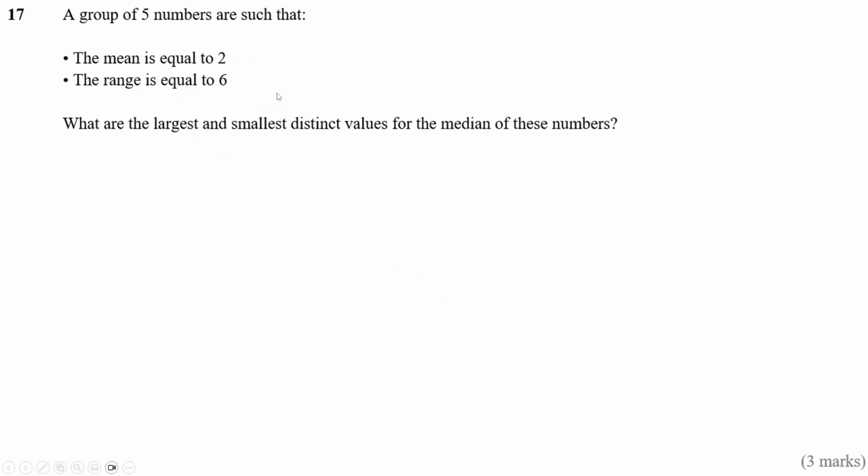A group of 5 numbers are such that the mean is equal to 2, the range is equal to 6. If we just call the total of them x, we can say that the total is 10, 5 times 2. You might need to think of it like this: the total over how many there are equals the mean. That's how you calculate the mean. Therefore, the total will obviously be 10. 5 times 2 is 10. Anyways, x equals 10.